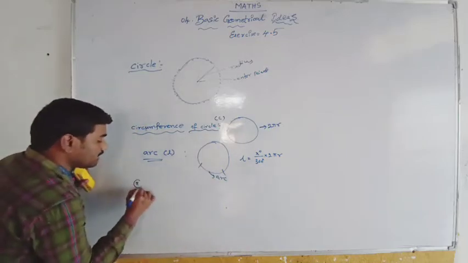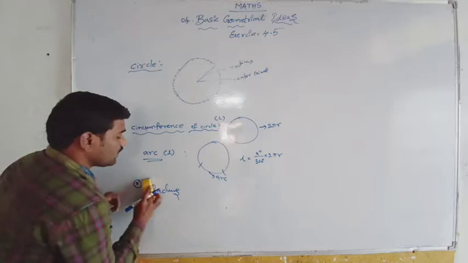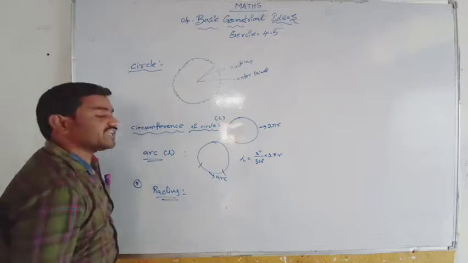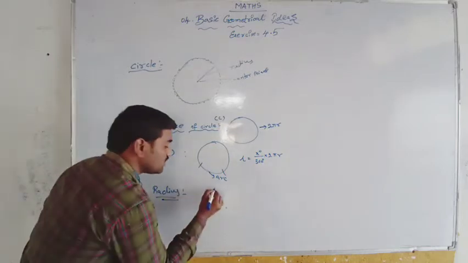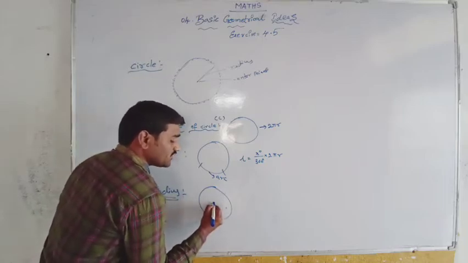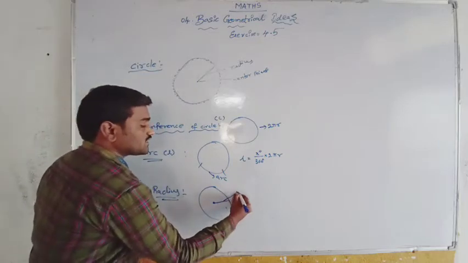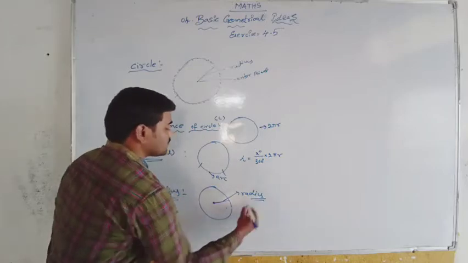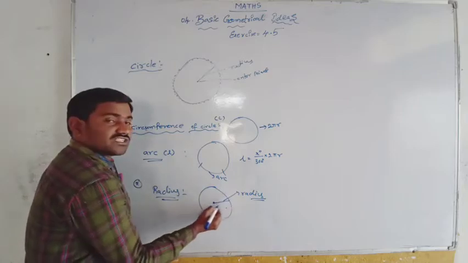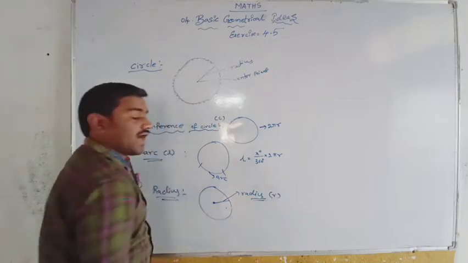Next we will learn about the radius of the circle. What is the meaning of radius? Suppose it is a circle, and the center point is here. If you join a line from the center point of the circle to the circumference of the circle, the line is known as a radius. Radius is denoted by small r.